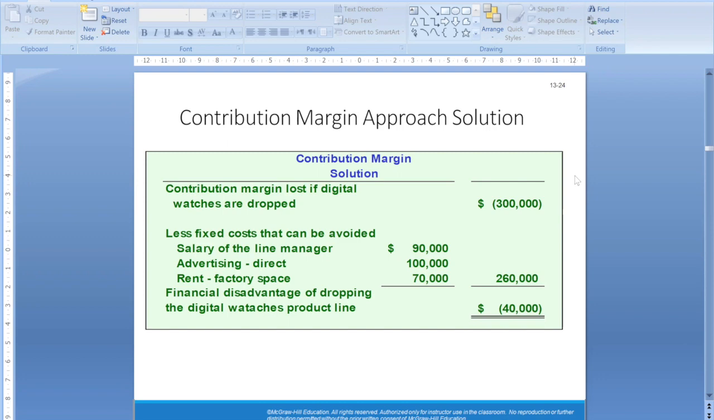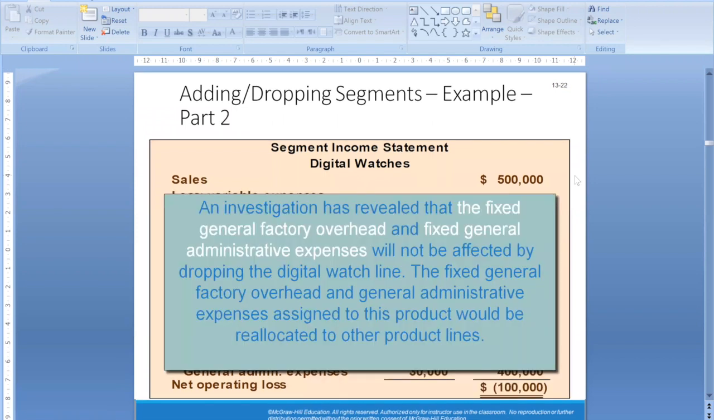The salary of the line manager can be avoided, so the 90,000 we will consider as relevant information. The direct advertising expenses can be avoided, and this will be considered for $100,000. The rent for the factory space, 70,000, can be avoided, so it will be considered in our decisions. Now, the total fixed costs that can be avoided are $260,000 only.